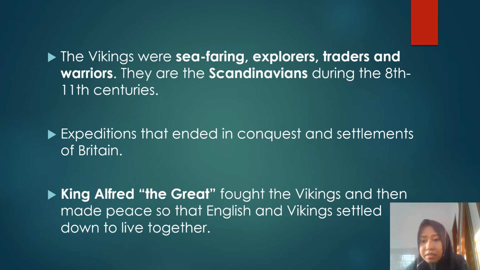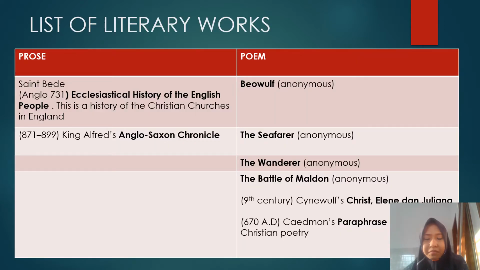King Alfred the Great, one of the kings in the Anglo-Saxon period, fought the Vikings and then made peace so that the English and Vikings settled down to live together. Okay, from the historical background, we know that some of the changes in religion also contributed to the literary works, because here we can see that some of the literary works produced in the Old English period were written by monks, yeah, and also by King Alfred, who is a Christian king, yeah.